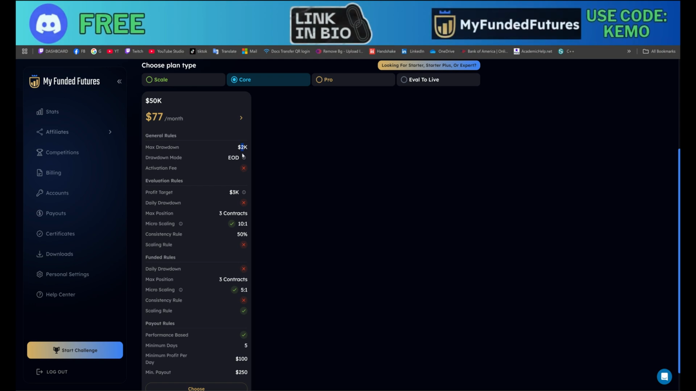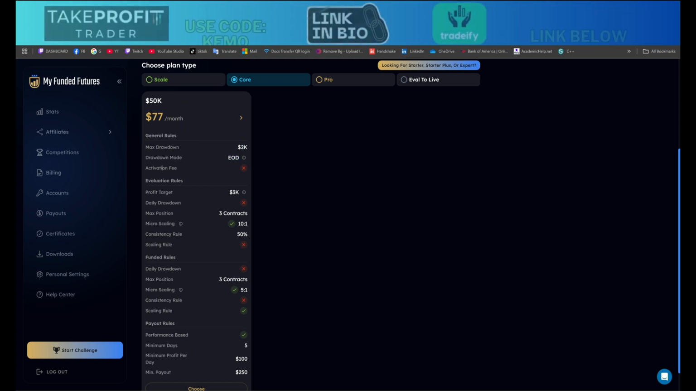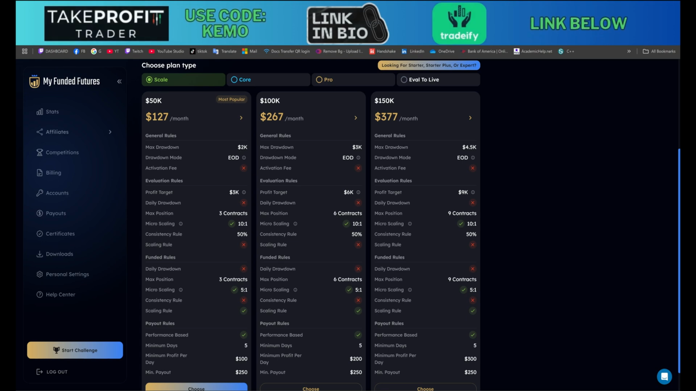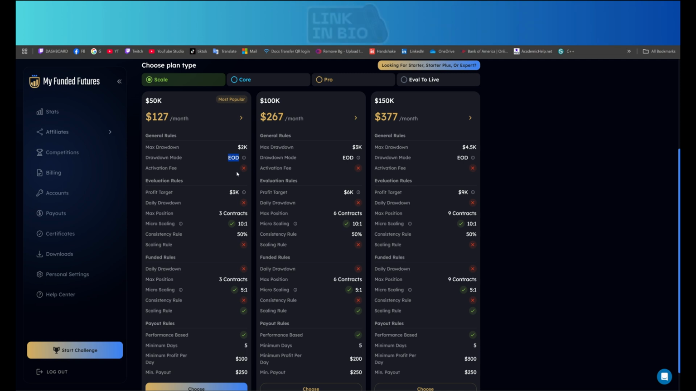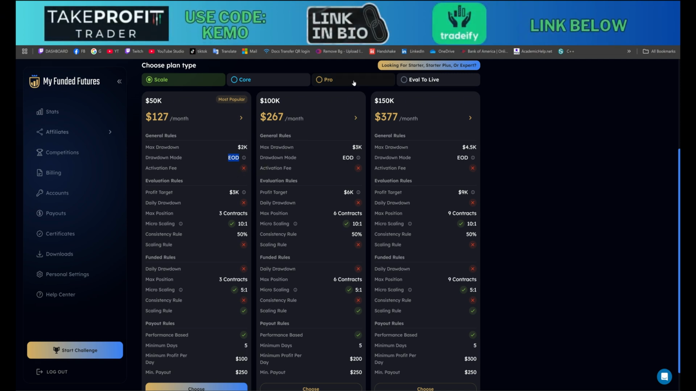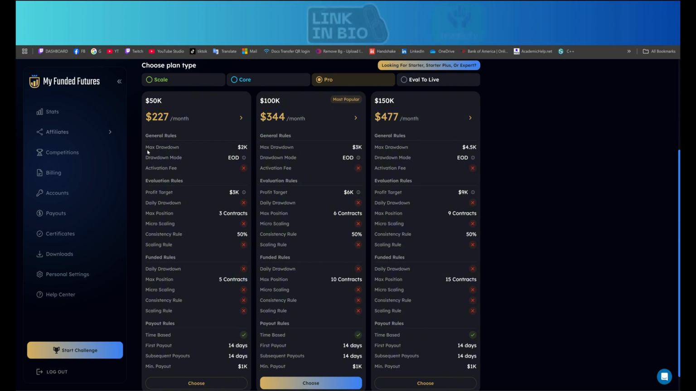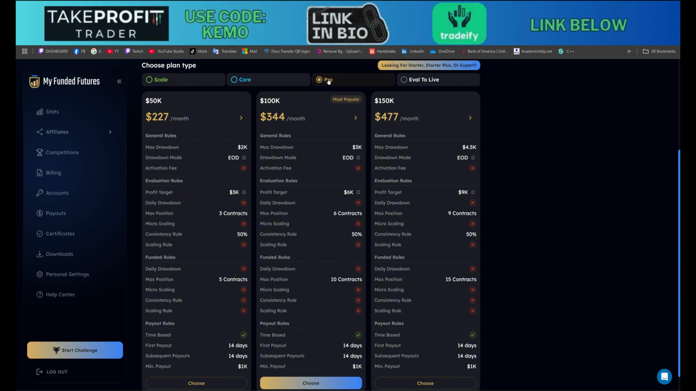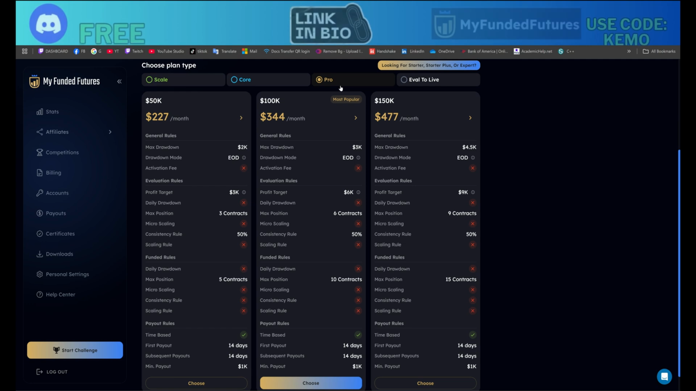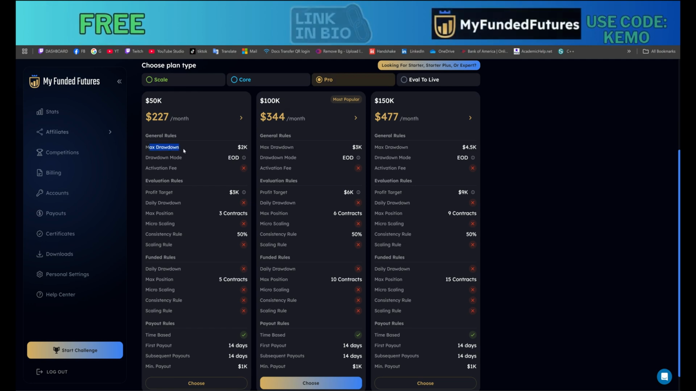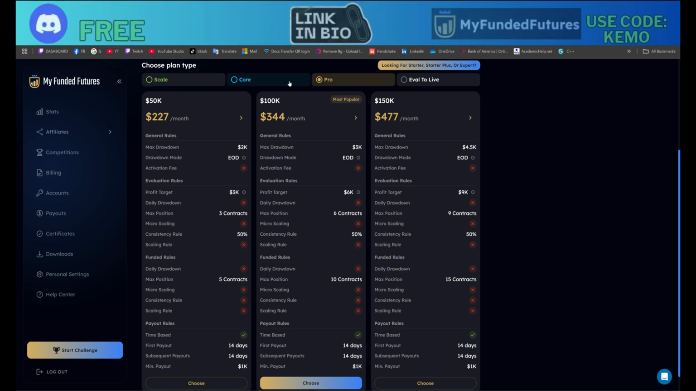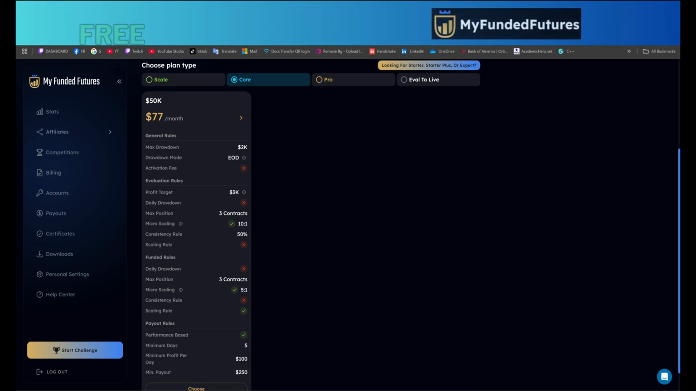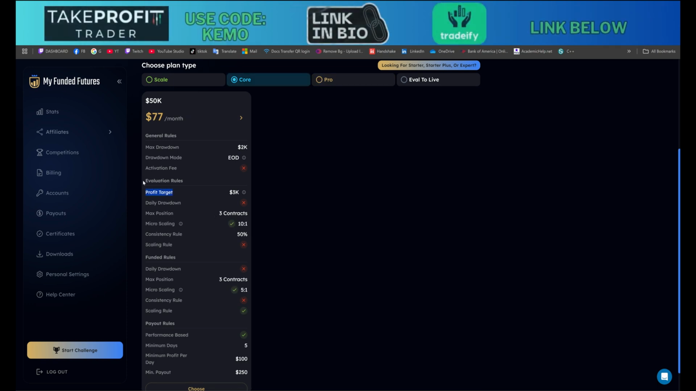So $2,000 max drawdown, end of day trading drawdown, no activation fee. Same thing here, honestly, with the scaling plan. $2,000 max drawdown, end of day trading drawdown, and $0 activation fee. And same exact thing here, which is a bit surprising because the pro version or the expert version usually have the same drawdown, and it has a little bit higher profit target, which we'll get to in a second. So let's go back to the core plan here, and we'll review during the evaluation.